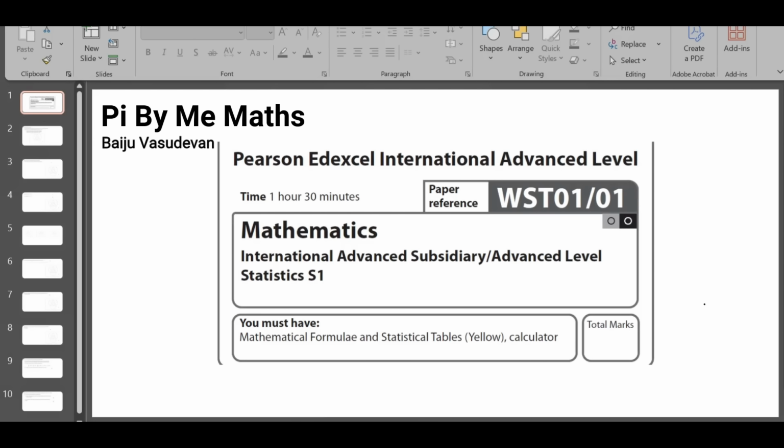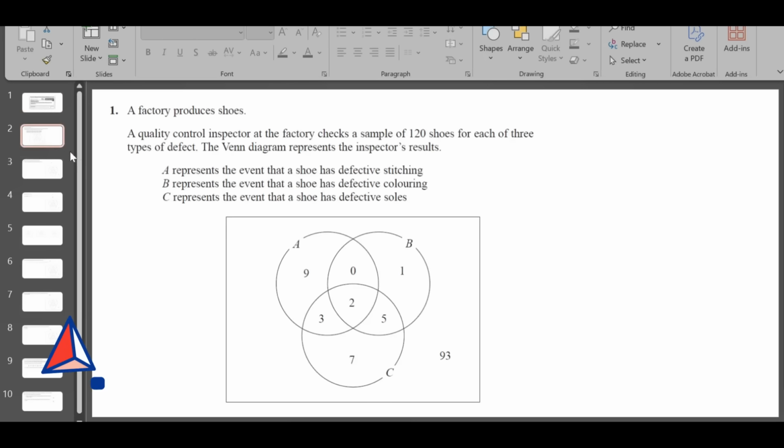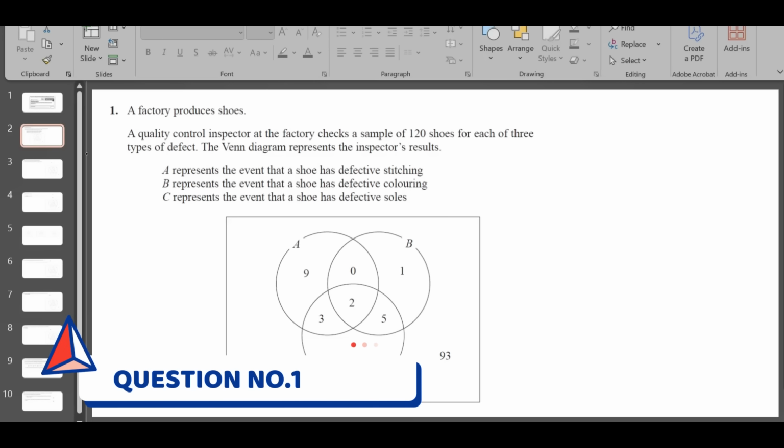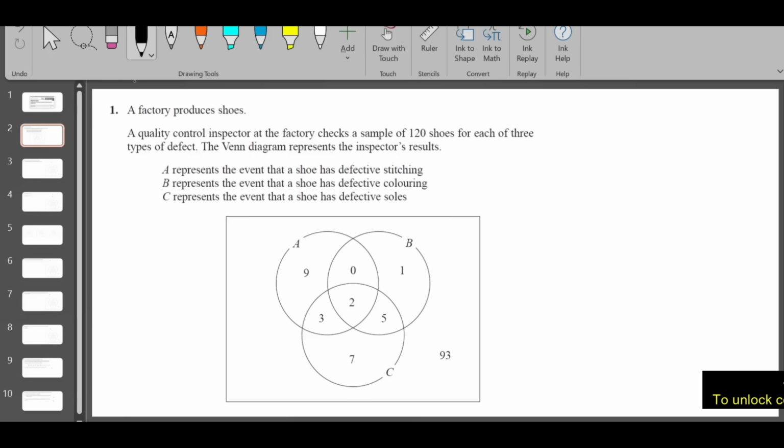This is by WST01. Here in this video we are going to solve the January, February 2022 Statistics 1 paper. Let's jump into question number 1. Question number 1 is from chapter 4, probability.